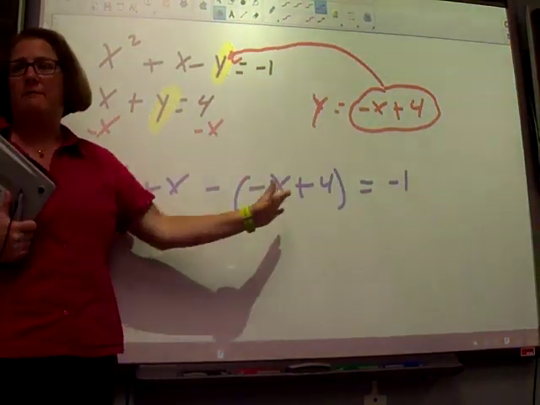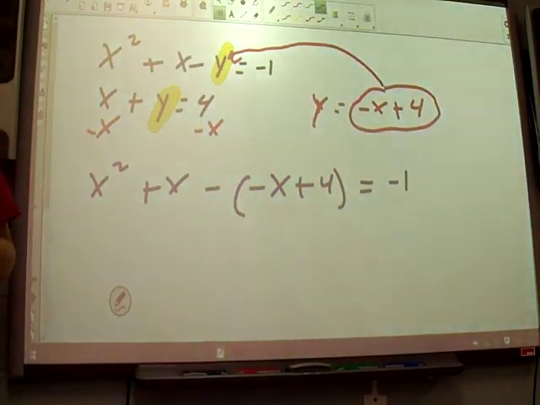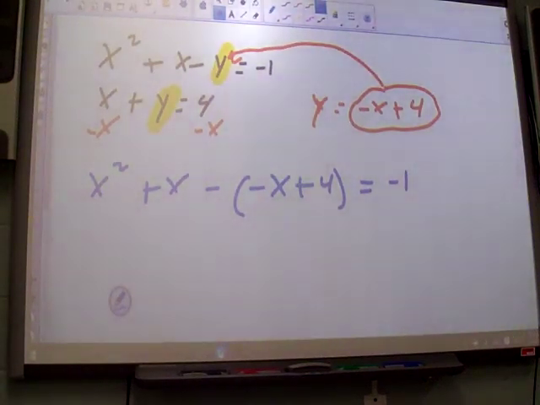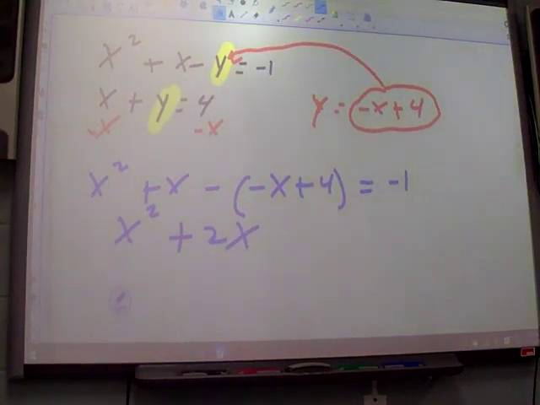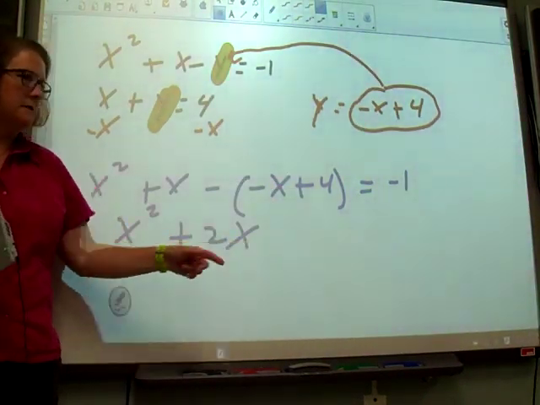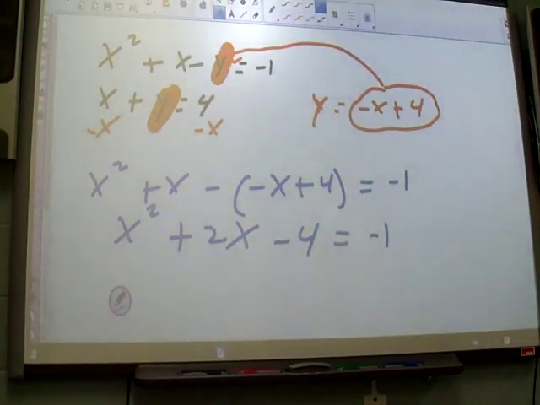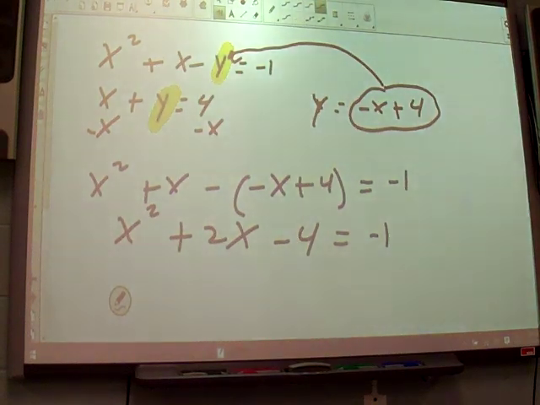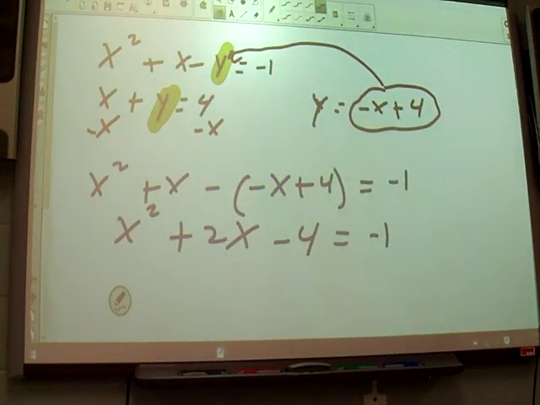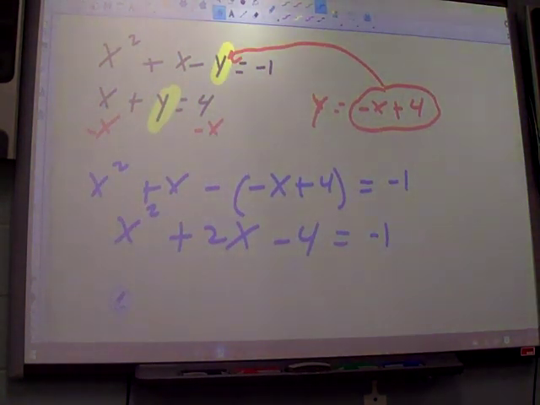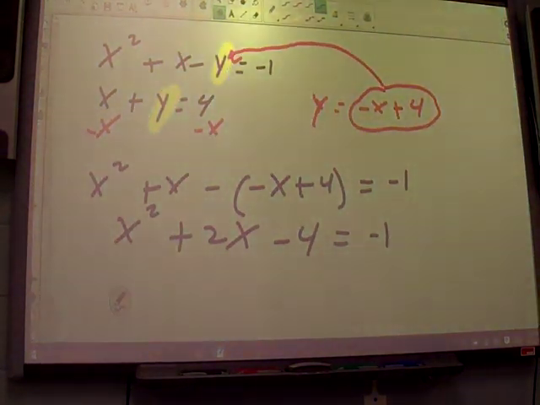Okay, now you can simplify this, because what's x minus negative x? 2x, right? So we've got x squared plus 2x. And then I've got minus 4. Okay, now here's where we make the connection to what we've been doing. We need to solve this quadratic. So before we can solve any quadratic, if it's got an x squared and an x, we can't do it algebraically, we've got to set it equal to 0.